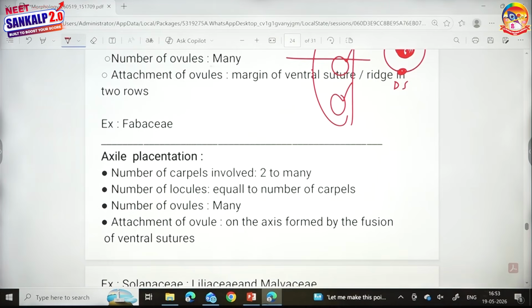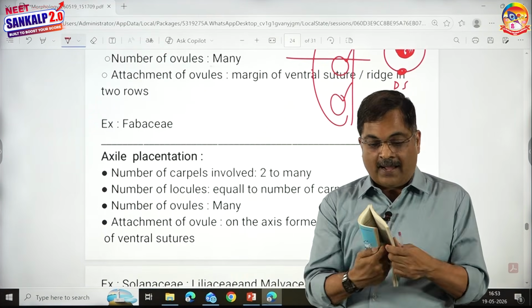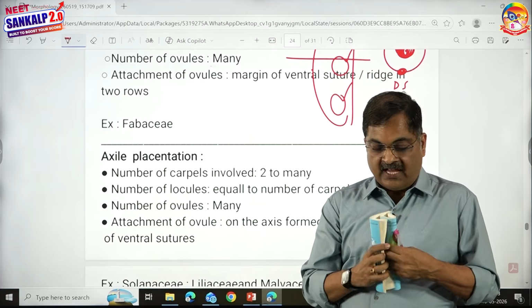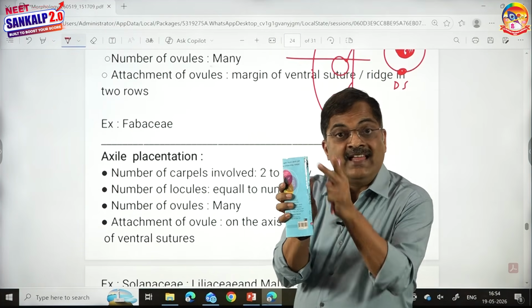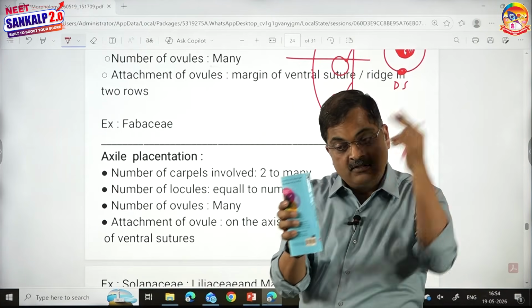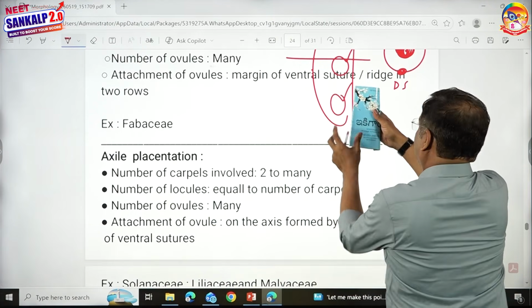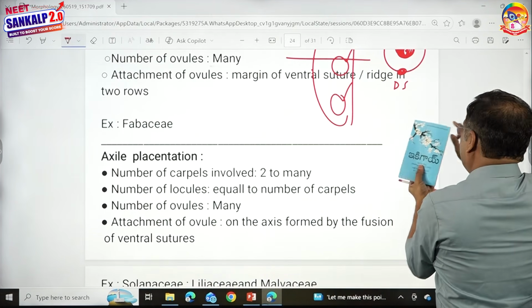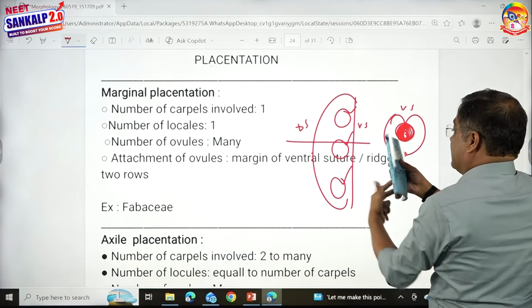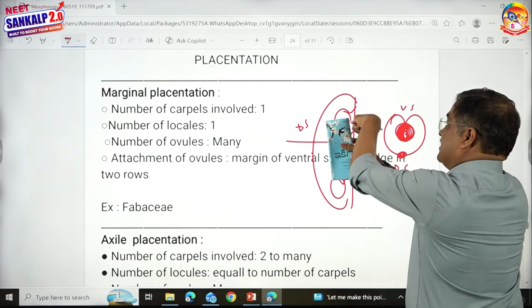Now look here, children. This is the carpel. Yes or no? This carpel is folded. I'm going to fold this carpel. Yes. This becomes the ovary. Then this line is said to be the dorsal suture, back. And this line is said to be ventral suture. So this is the diagram. This is the dorsal suture. And this is the ventral suture.